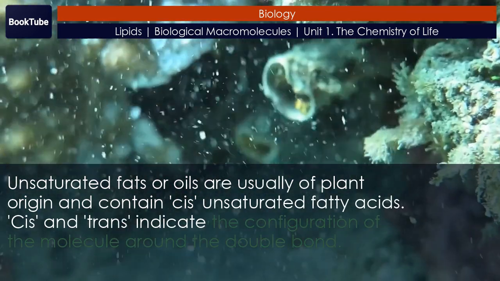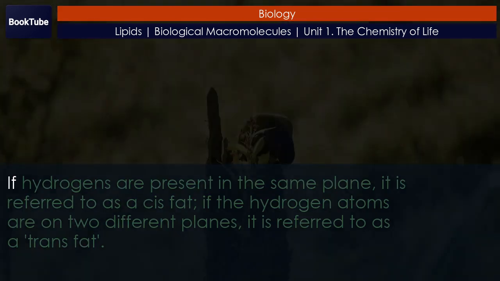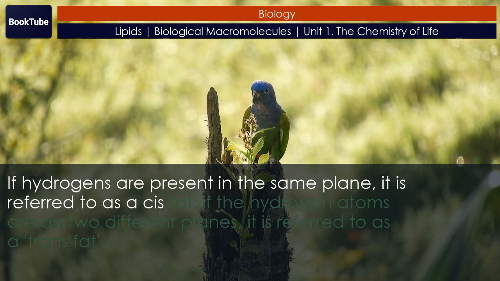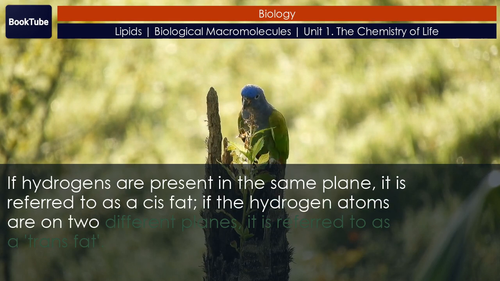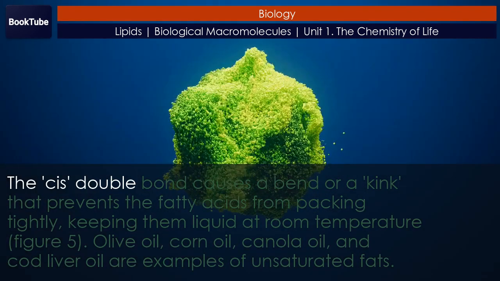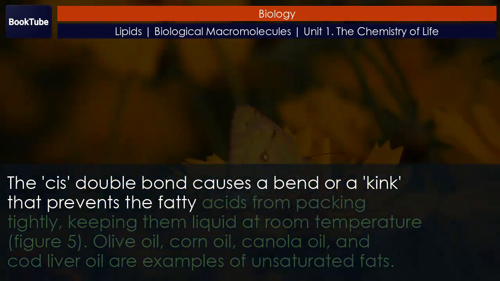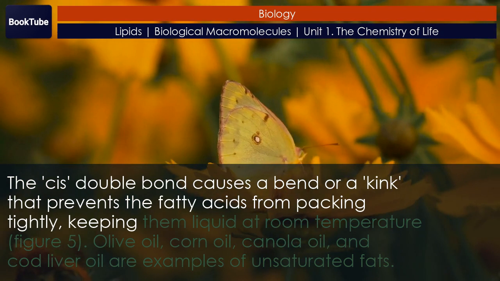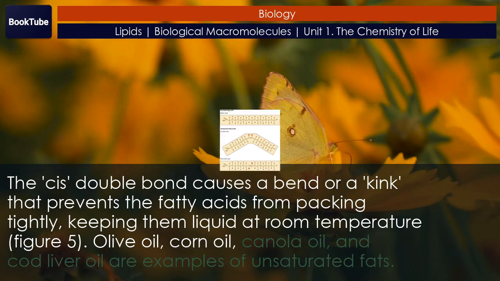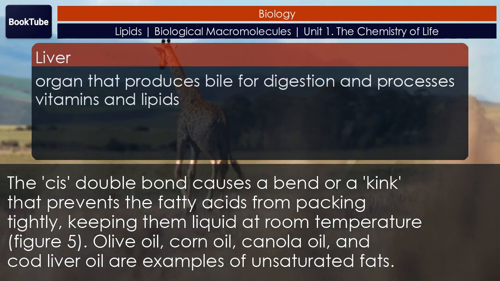Cis and trans indicate the configuration of the molecule around the double bond. If hydrogens are present in the same plane, it is referred to as a cis fat. If the hydrogen atoms are on 2 different planes, it is referred to as a trans fat. The cis double bond causes a bend or a kink that prevents the fatty acids from packing tightly, keeping them liquid at room temperature. Figure 5. Olive oil, corn oil, canola oil, and cod liver oil are examples of unsaturated fats.